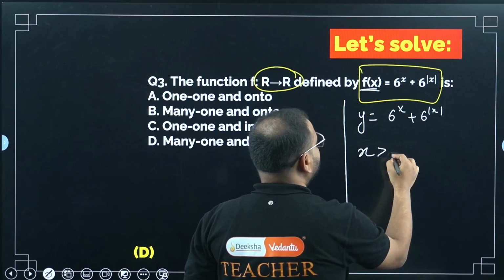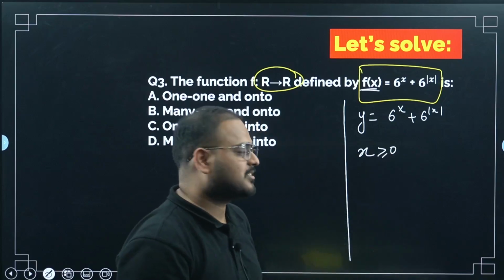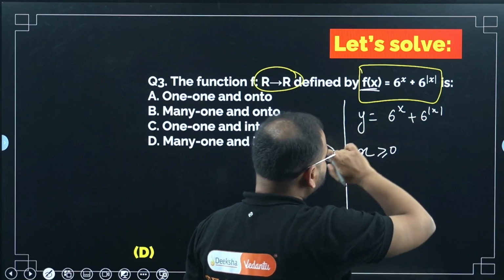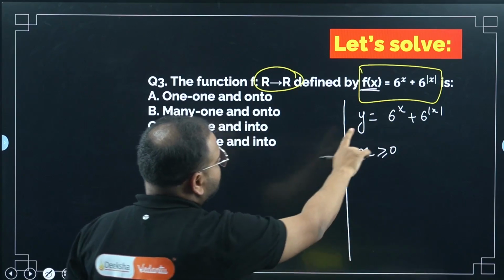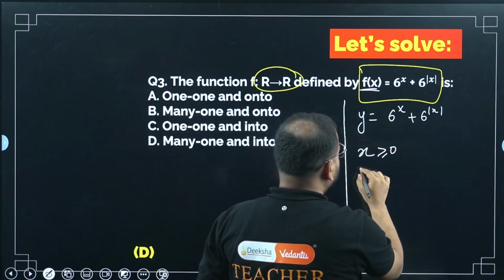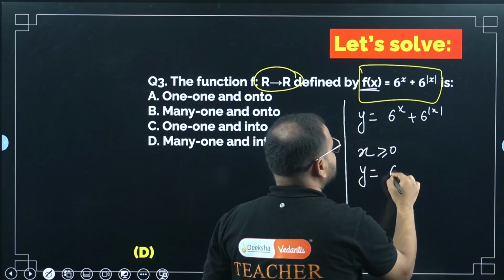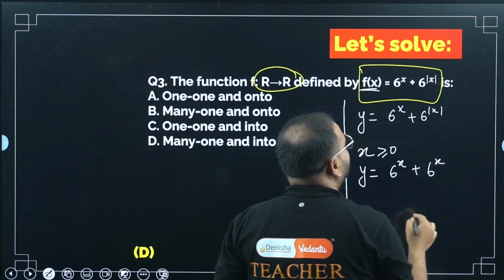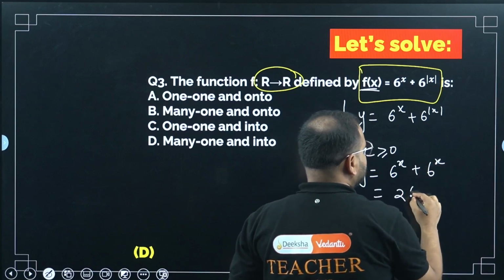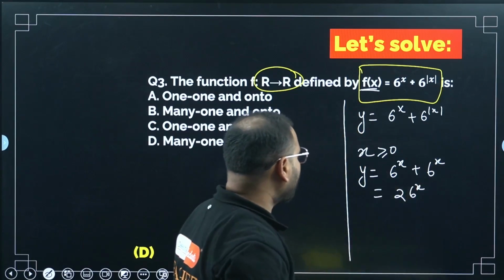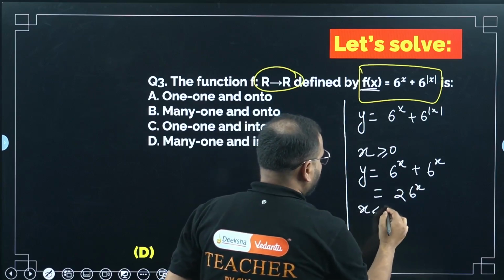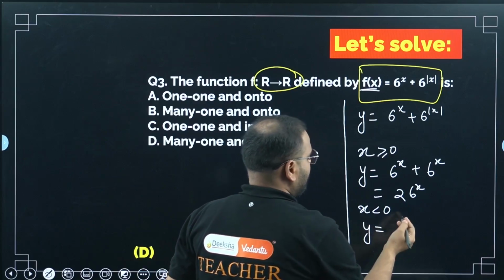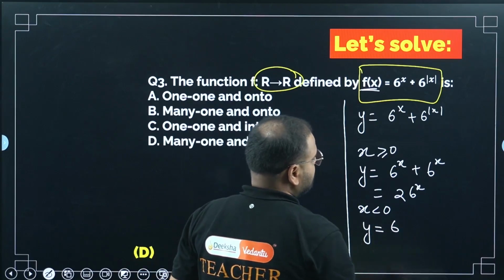x greater than 0. What will happen at x greater than 0? What will happen to the function at x greater than 0? The function will be y = 6^x, and the mod will open with, don't ask me please, a positive sign, sir. Okay. What about x less than 0? Mod will open with what?